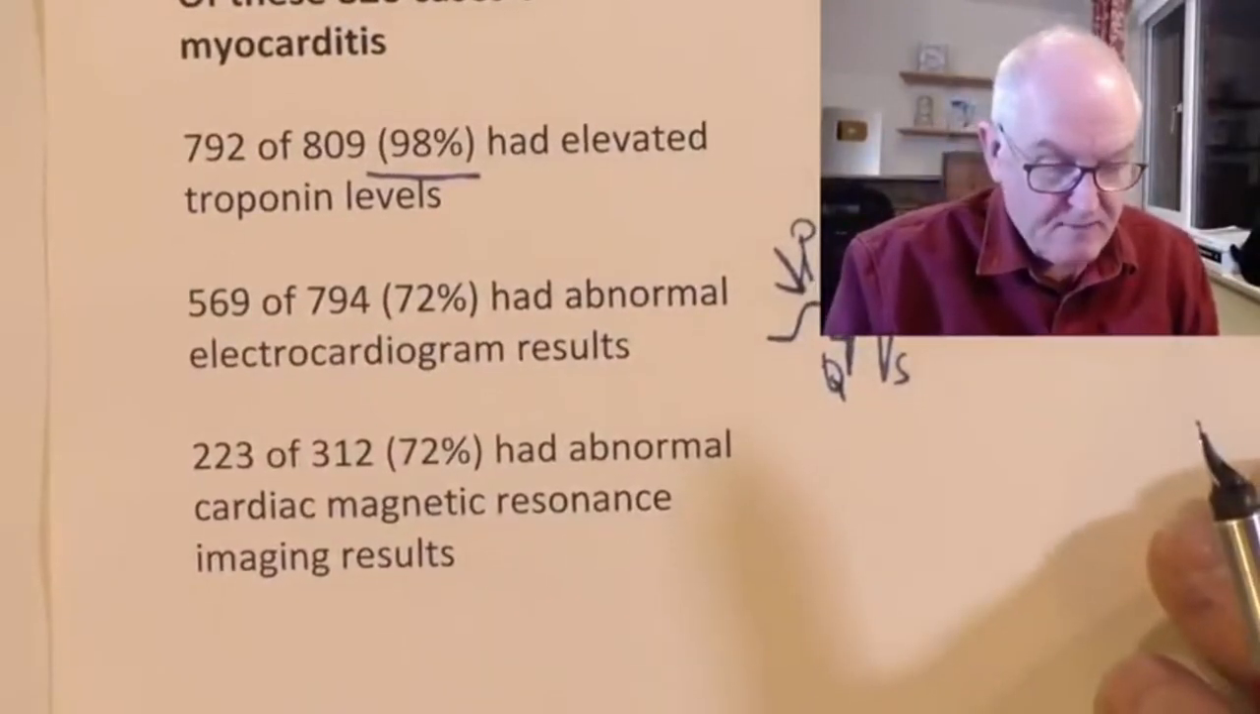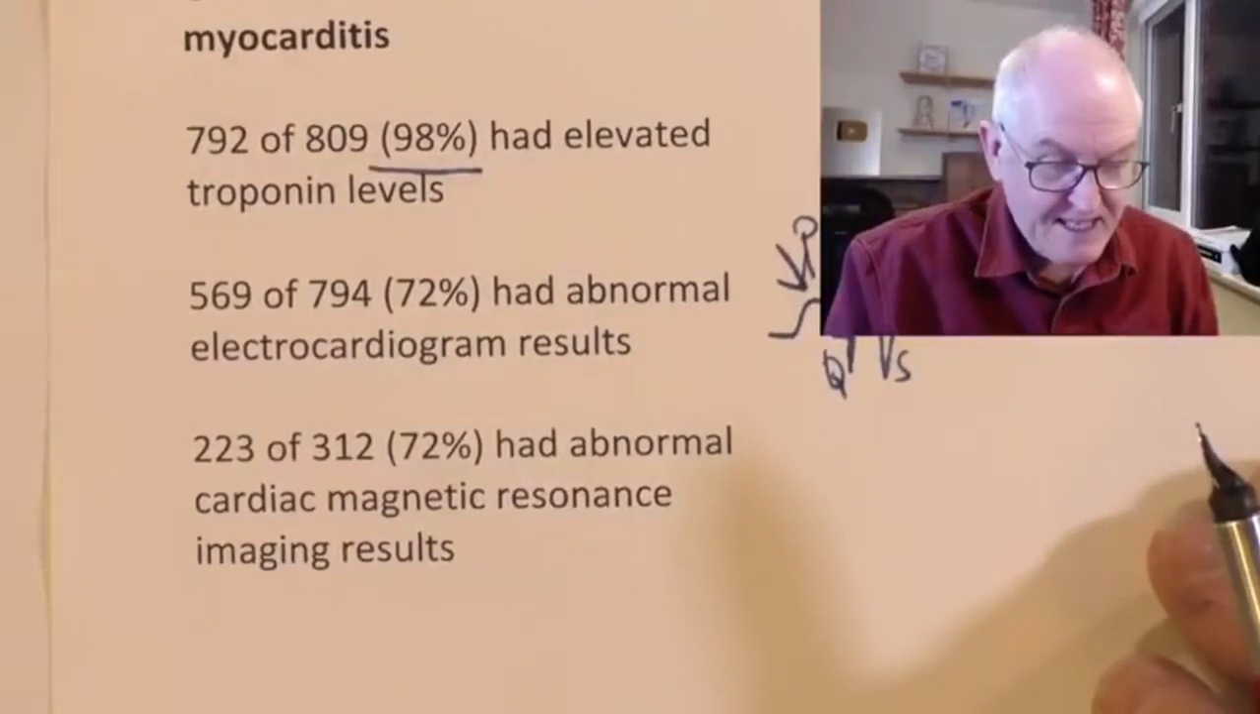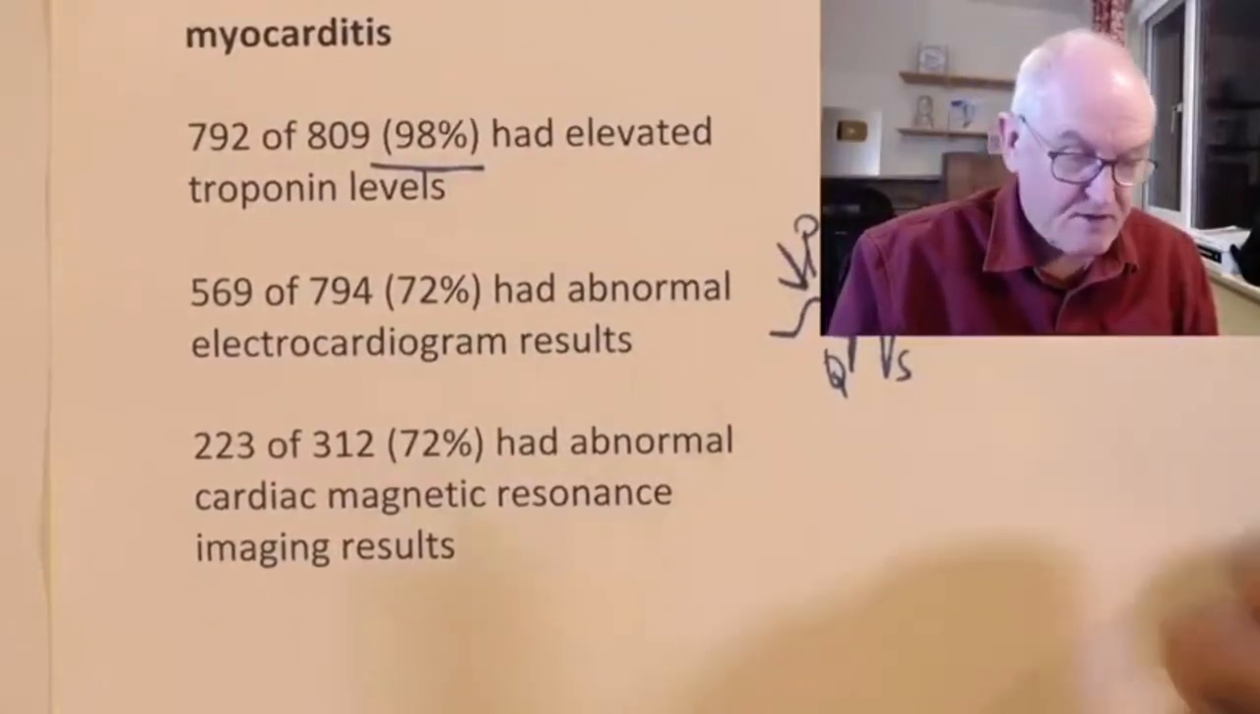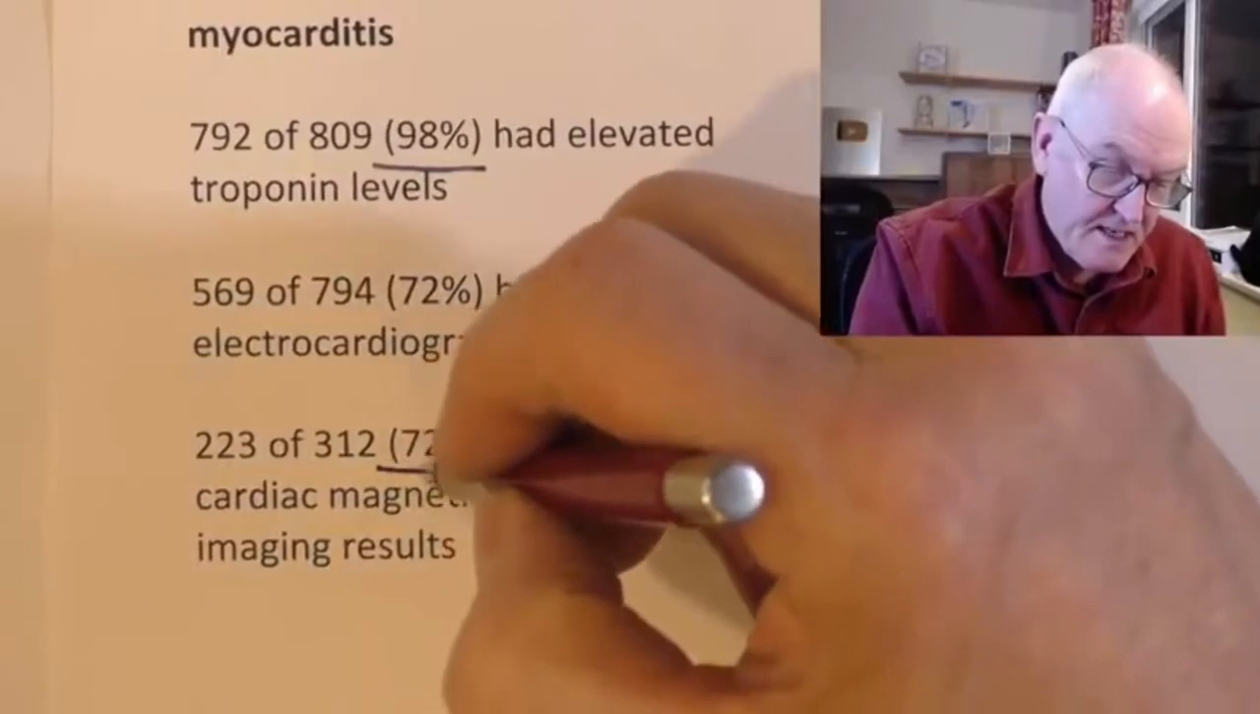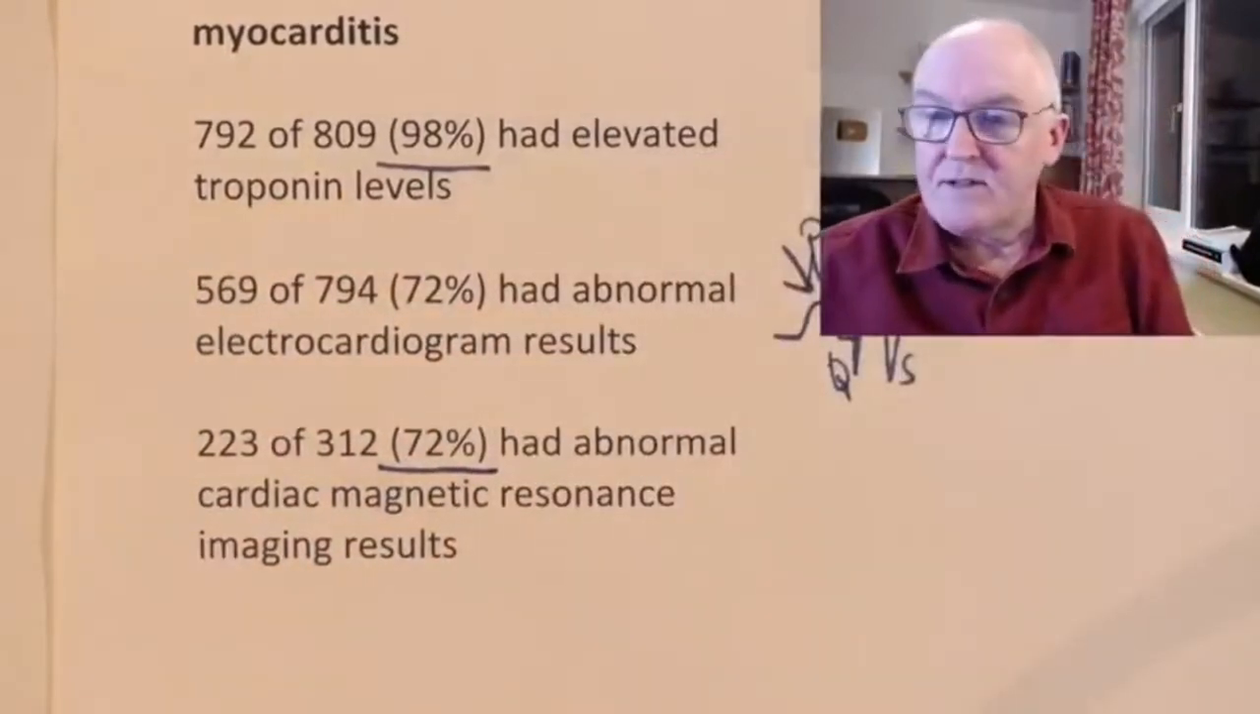72% had cardiac magnetic resonance imaging results. So 72% had MRIs, and the good thing about these modern cardiac MRIs is you can actually see the heart contracting. So it gives you kinetic information about the contractility of the heart, which of course can be impeded if there's inflammation of the heart muscle.